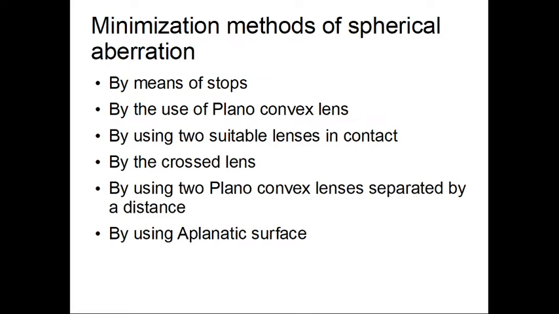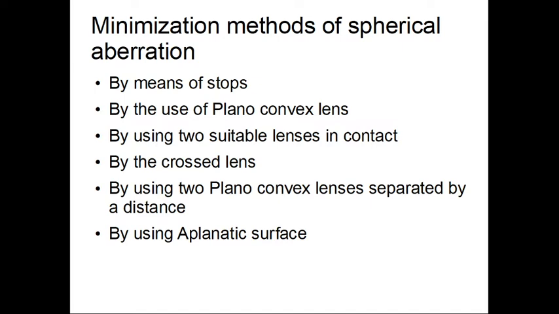So the next minimization method is by using two suitable lenses in contact. By using a suitable combination of two lenses, the spherical aberration may be minimized. And here the combination of the lenses can be convex and concave lenses, or convex lenses, or concave lenses. So we can use any combination of two lenses to reduce the spherical aberration.